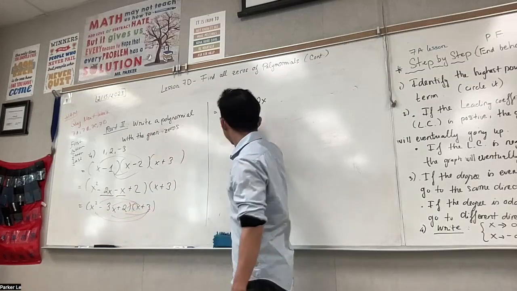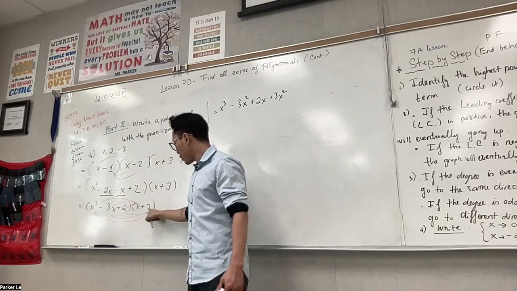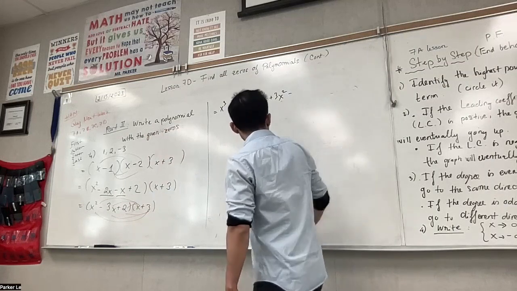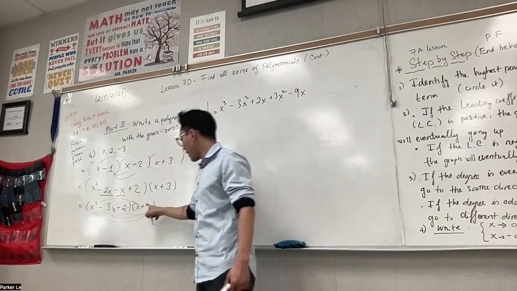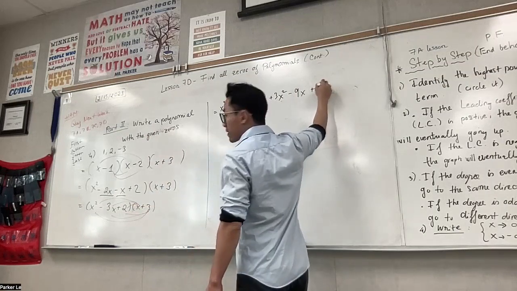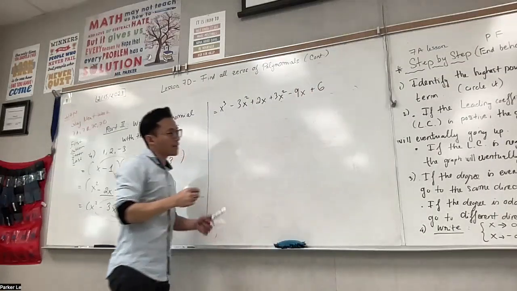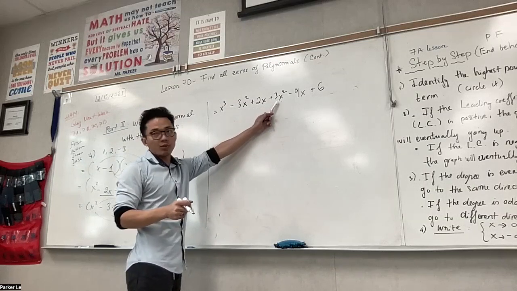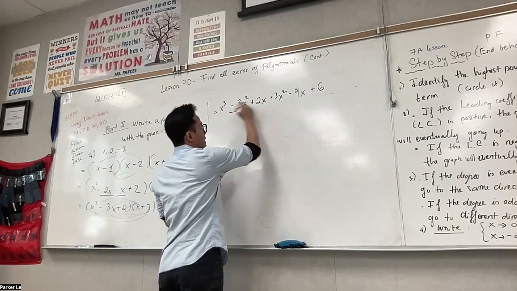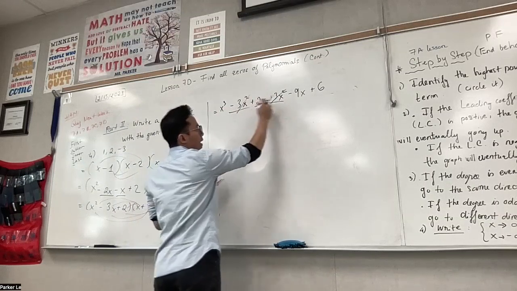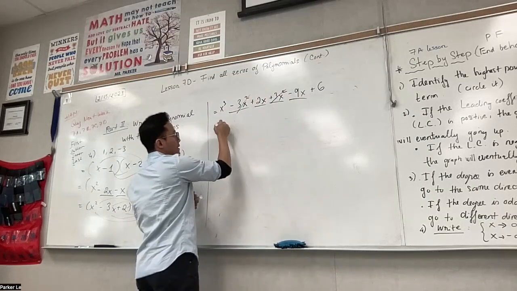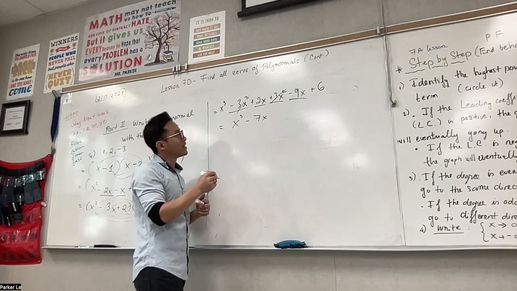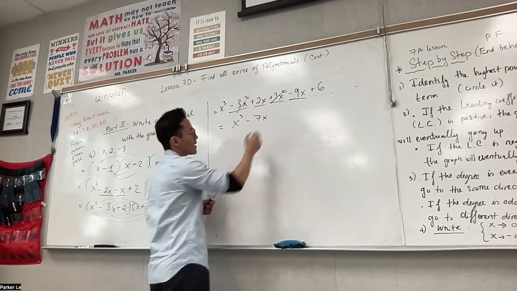Now the next one is 3. 3 times x squared is 3x squared. 3 times negative 3x is negative 9x. And then 3 times 2 is 6. Now combine like terms. Look at this: I have negative 3x squared and positive 3x squared, so they cancel out. Then I have 2x minus 9x, so negative 7x.